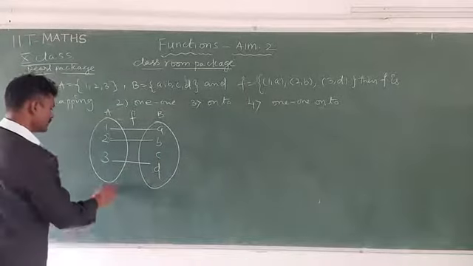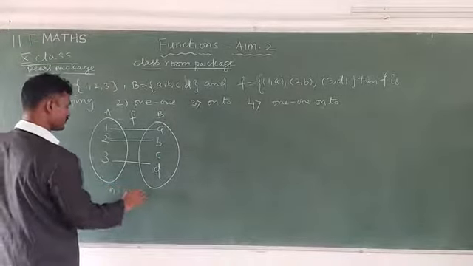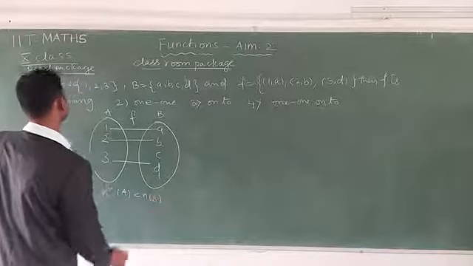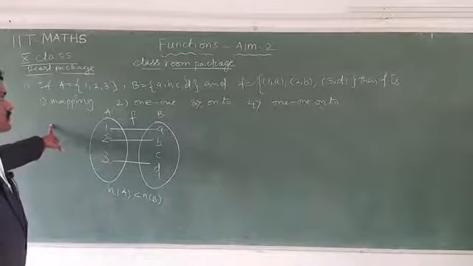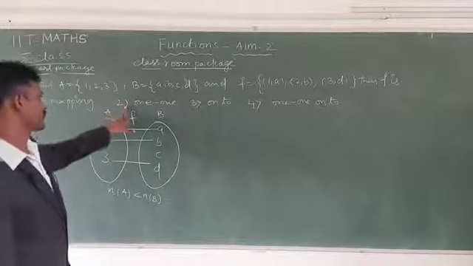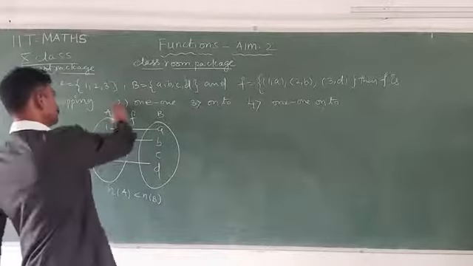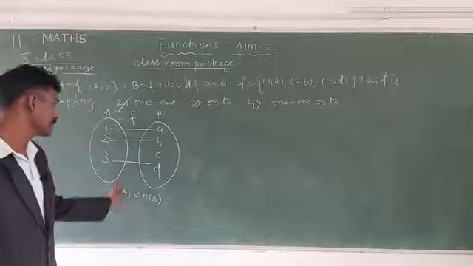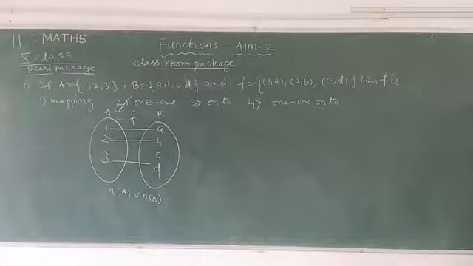See here, this is a function, n of A is less than n of B. This is a function, which type of function? One-one function. n of A is less than n of B, one-one function. Different elements having different images, note down.